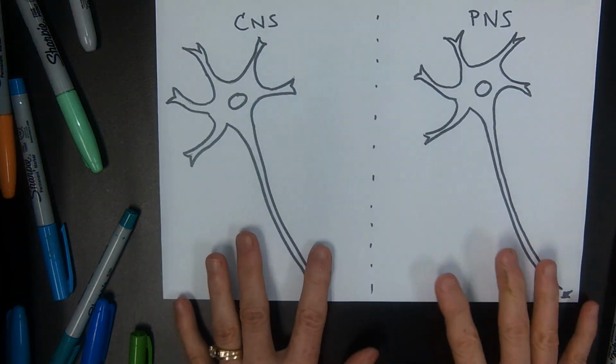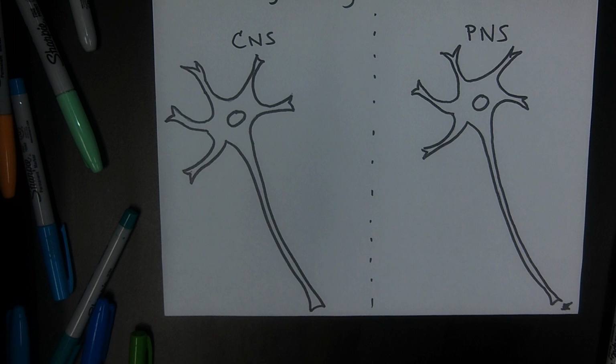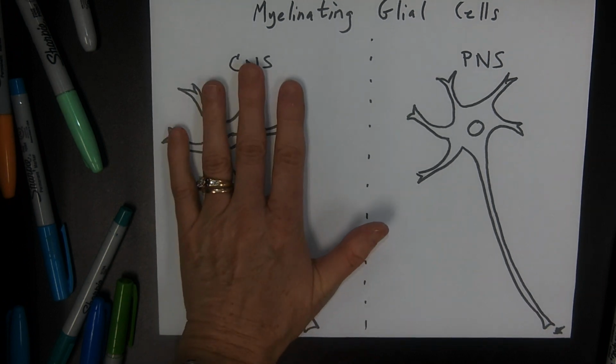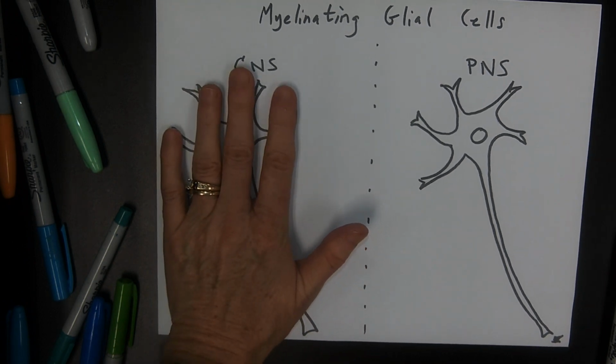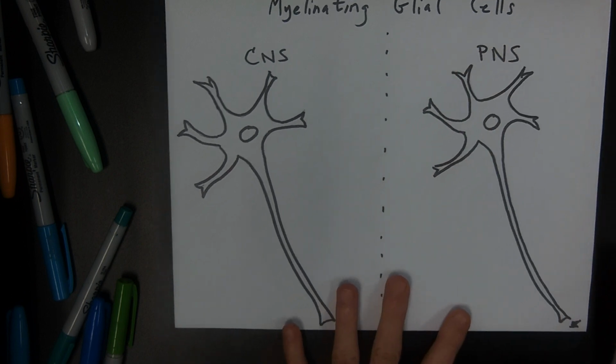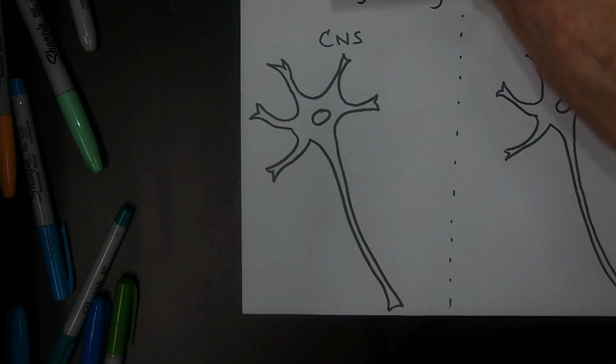Okay, now we're going to get to the myelinating glial cells. We talked a little bit about myelin before and its importance in helping the speed of transmission of an action potential down the axon. So, myelinating glial cells. We have two different kinds. One kind is only in the CNS, and I'm going to draw that on the left-hand side of the picture. Another kind is only in the PNS, and I'm going to draw that on the right side. I'm going to start with the CNS over here.